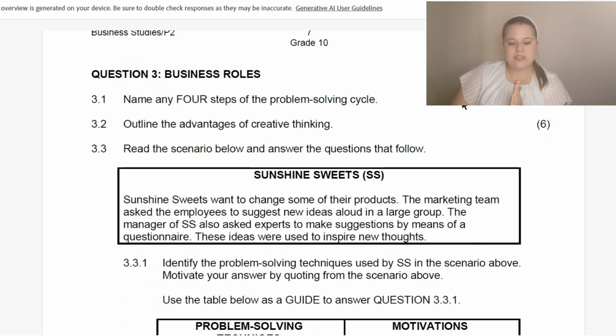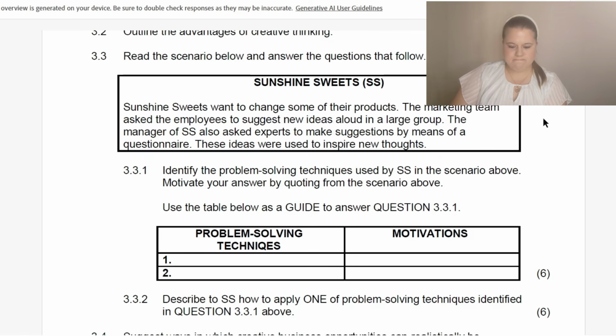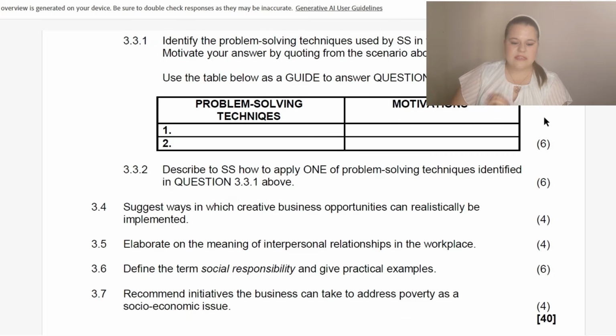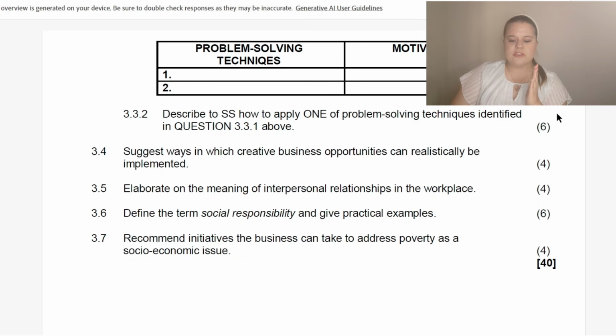Name any 4 steps in the problem-solving cycle. Creative thinking and problem solving. Outline the advantages of creative thinking. Same chapter. Identify the problem-solving technique. Suggest ways in which creative business opportunities can realistically be implemented. Elaborate on the meaning of interpersonal relationships. Define the term social responsibility, giving practical examples. That's social responsibility. Recommend initiatives the business can take to address poverty as a socio-economic issue.